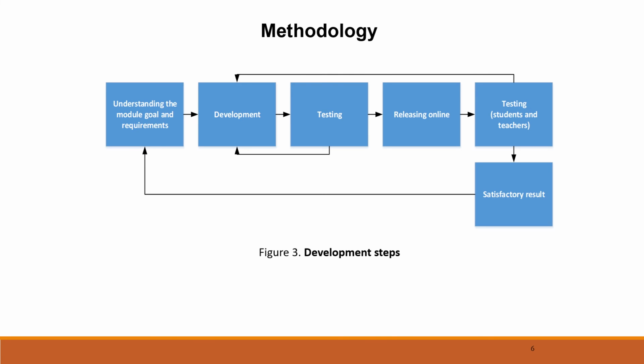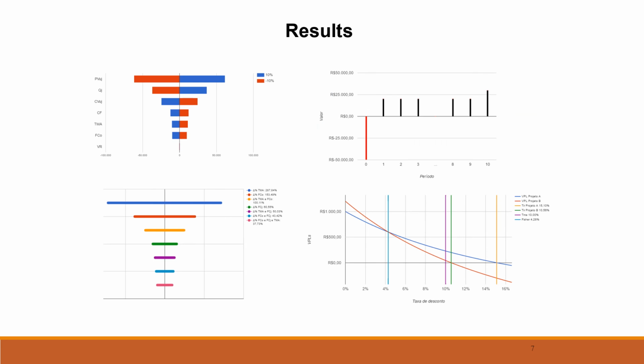So the students and teachers of engineering economics can try the software and try to identify some mistakes, some errors, or some behavior that is not expected. If the result is satisfactory, we go back to the first step, but with the next module. And with this kind of approach, an incremental approach, we develop all the modules.